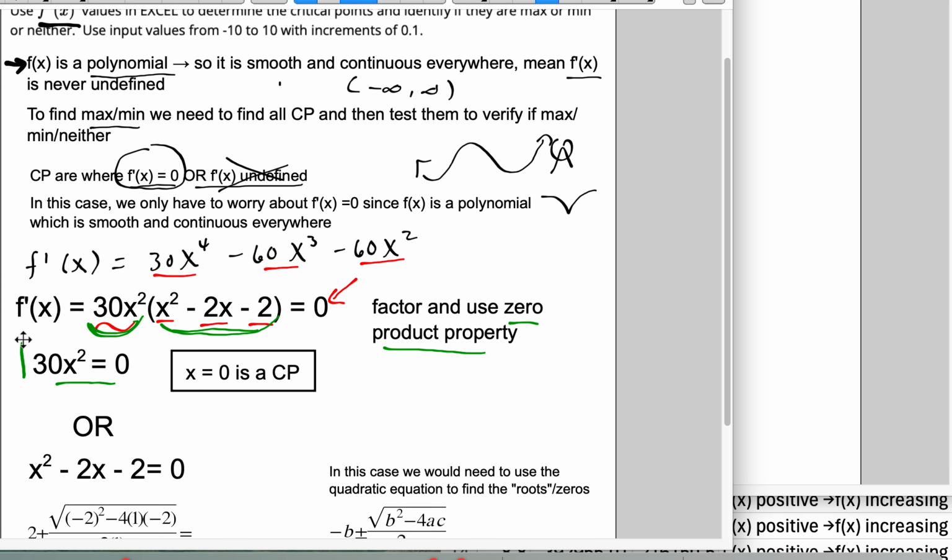If I take the first expression and set 30x squared equal to 0, I can divide both sides by 30. This just becomes 0, so I have x squared equals 0, so x is equal to 0. This is one critical point.